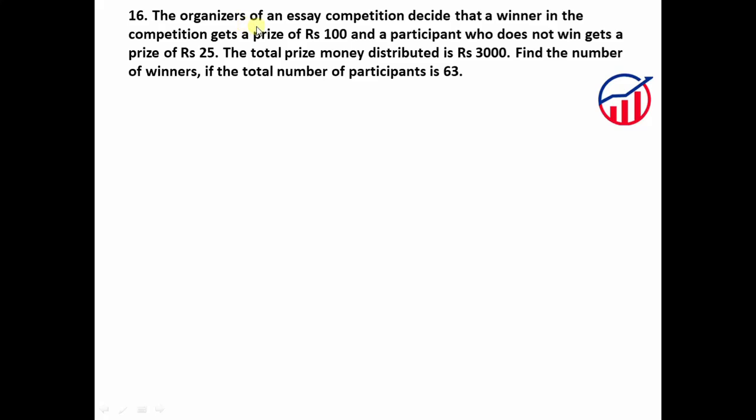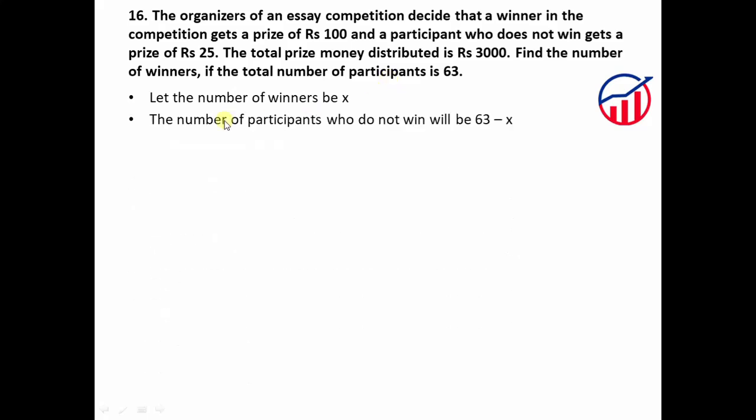The organizers of an essay competition decide that a winner in the competition gets a prize of ₹100 and a participant who does not win gets a prize of ₹25. The total prize money distributed is ₹3,000. Find the number of winners if the total number of participants is 63. So let the number of winners be x. So the number of participants who did not win will be 63 minus x, because the total participants were 63.